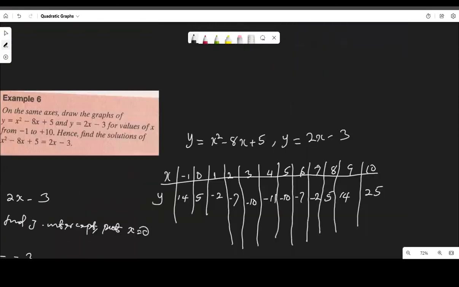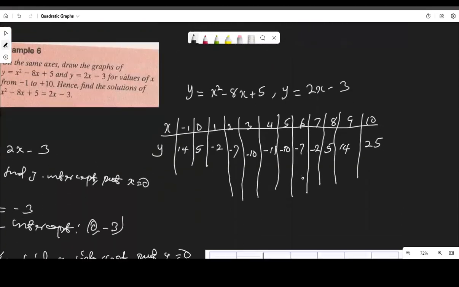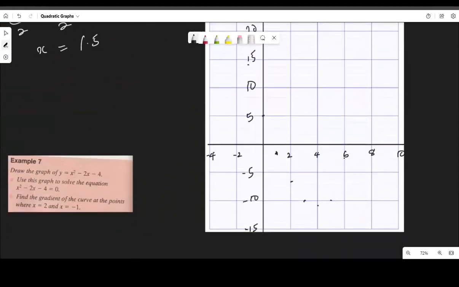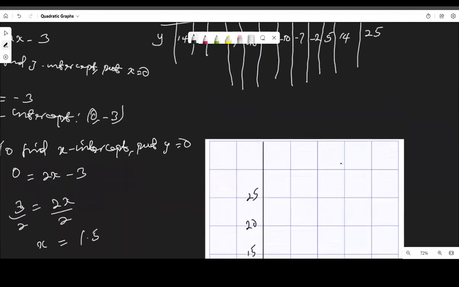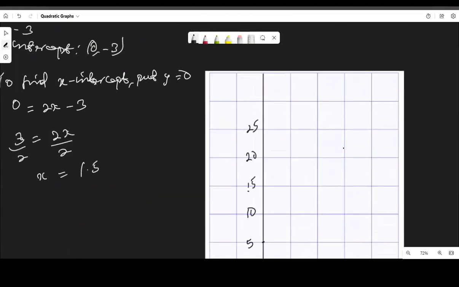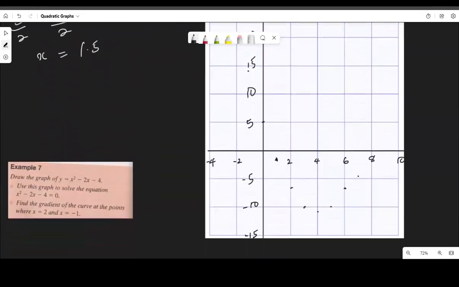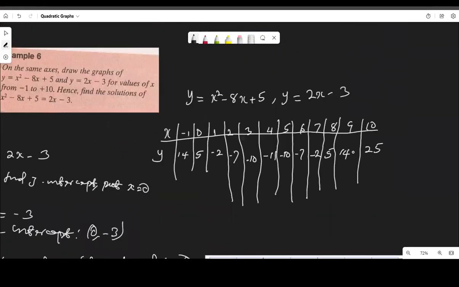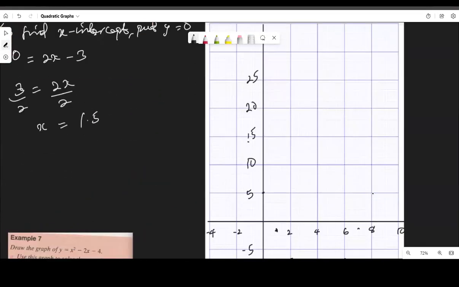When x is 6, y is negative 7. Here is 6. Negative 7 is right here. When x is 7, y is negative 2. 7 is right here, negative 2 is right here. When x is 8, y is 5. 8 and 5.